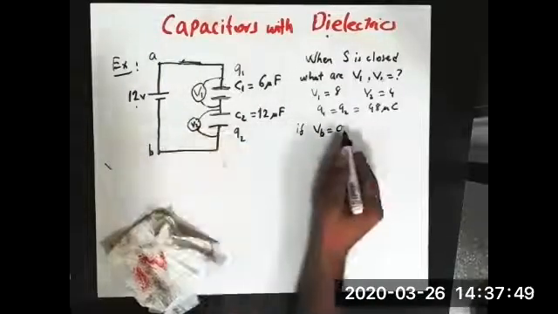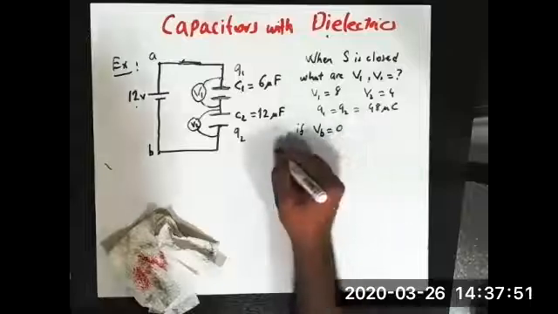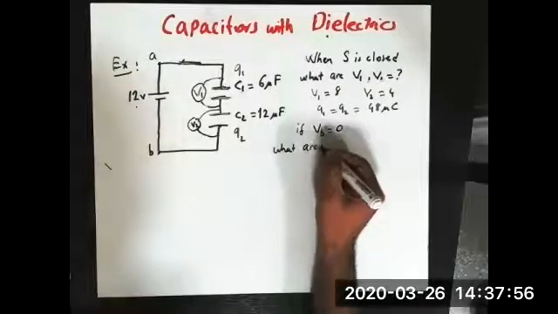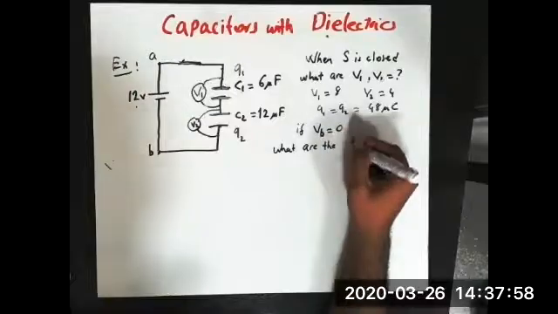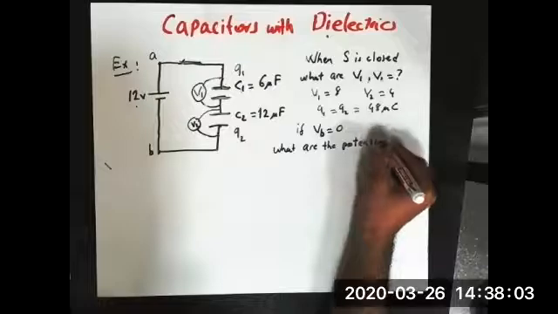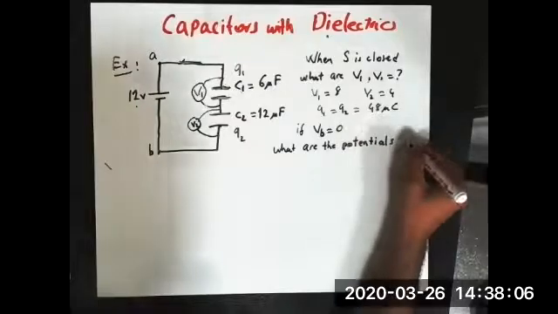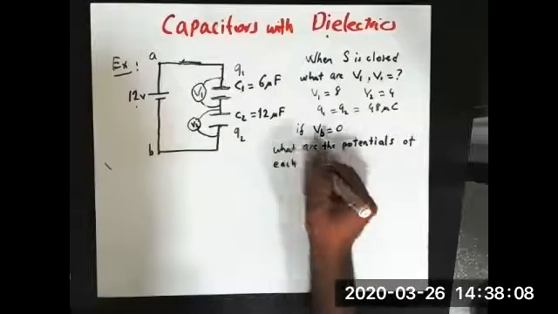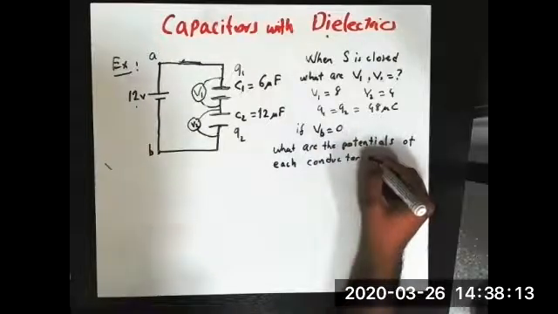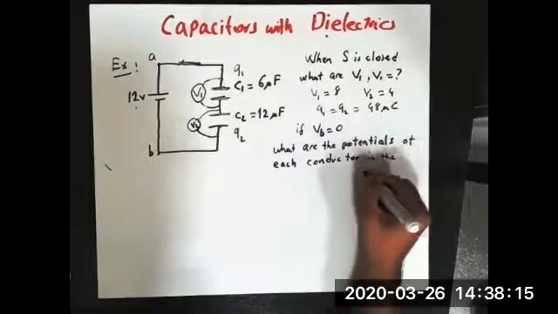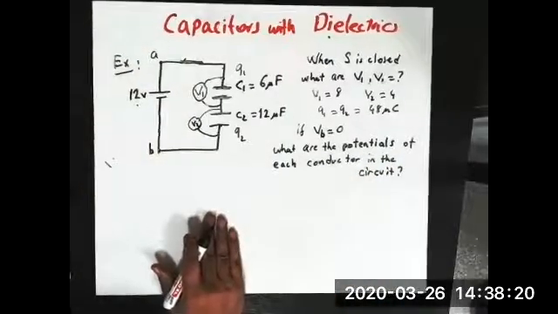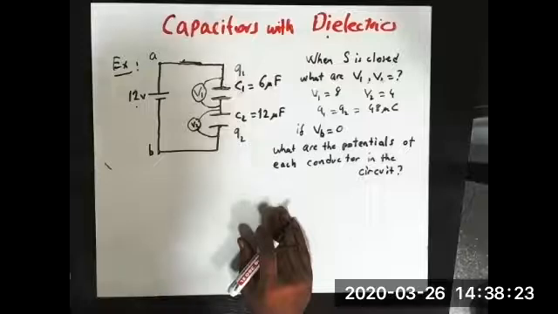Okay. So now the question is, if VB is at 0 potential, what are the potentials of each conductor in the circuit? Okay, so this is our next question.